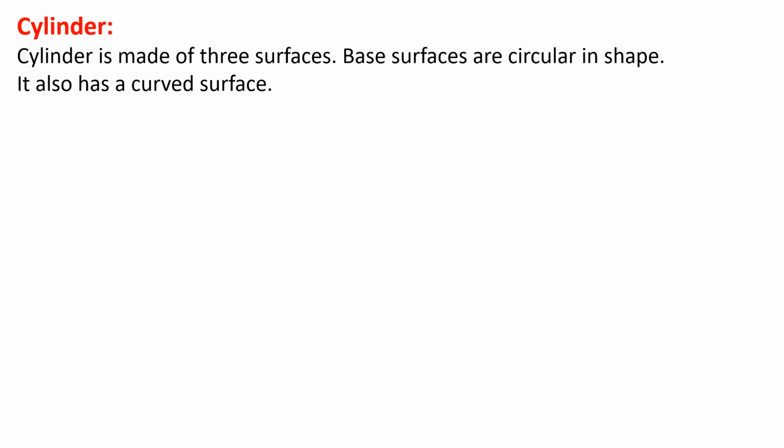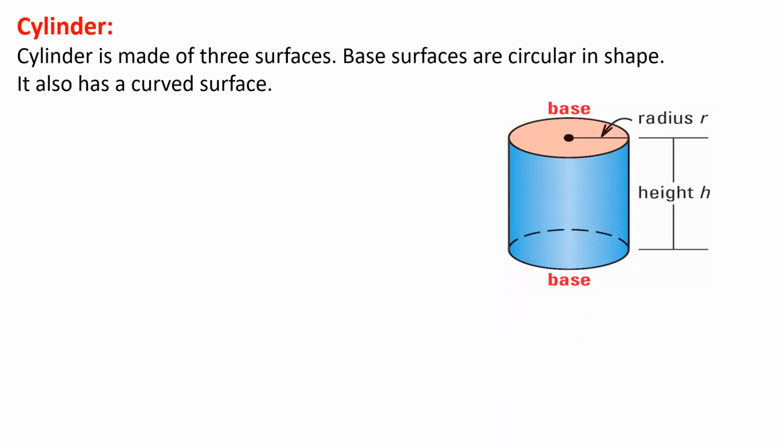Now, cylinder. What is a cylinder? A cylinder is made up of three surfaces. Base surfaces are circular in shape. It also has a curved surface. Now students, see, I've shown a figure of a cylinder. Can you see that it has three surfaces? 1, 2 and down one, 3.